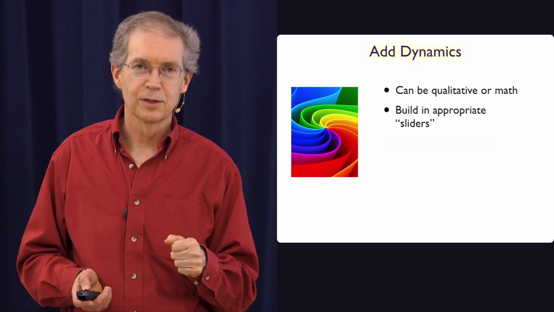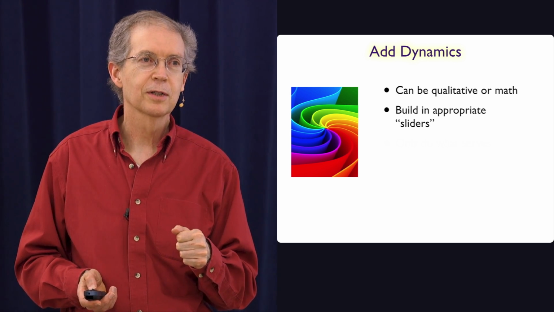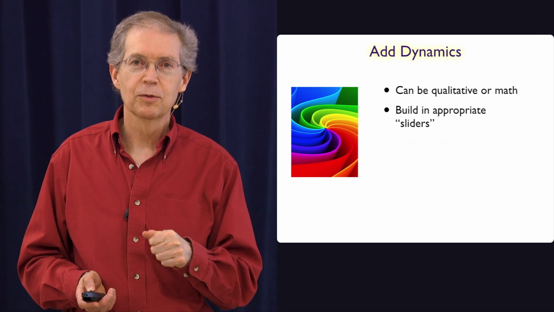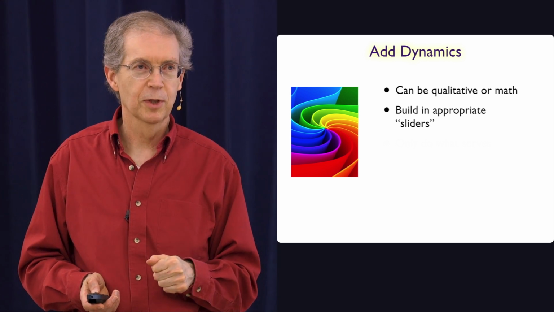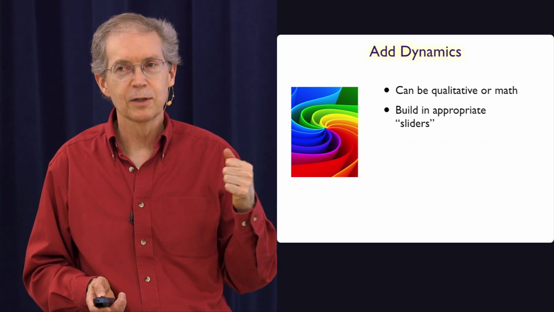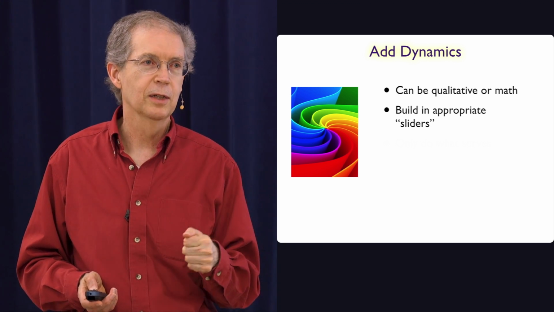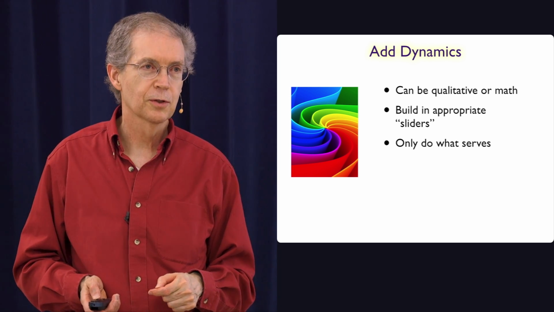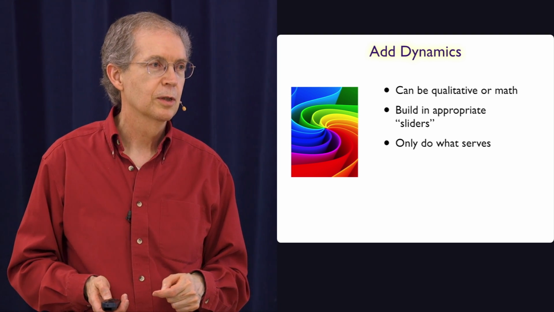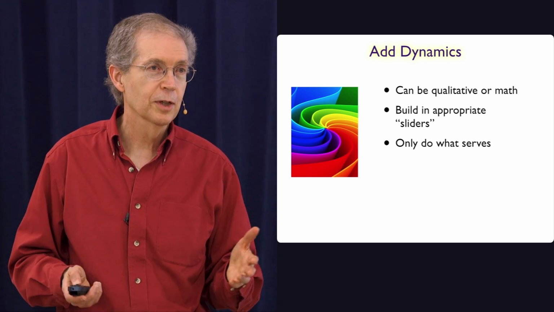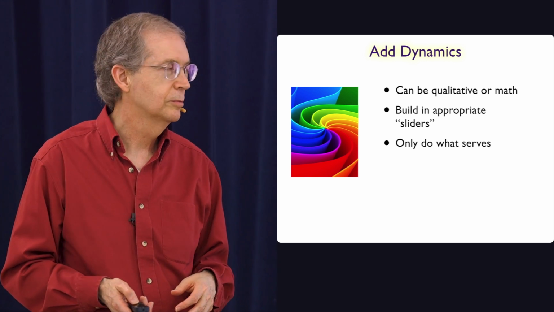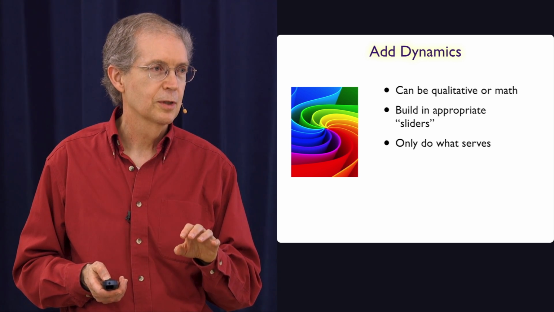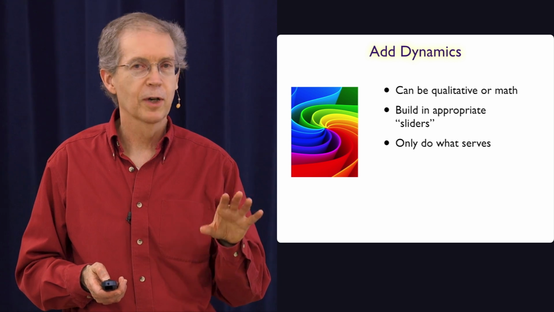Build in appropriate sliders. You want to make sure that you aren't just describing one dynamic. The value of having a good system model is that you can experiment with lots and lots of different possibilities. This is a concrete way in which you get to find the different stories that are embedded in the model by moving those sliders around. And again, only do what serves. Only as much of the dynamics as actually helps, in your particular case, for your particular purpose. You do system modeling for your purpose, just the way a map maker makes a map for a specific purpose.